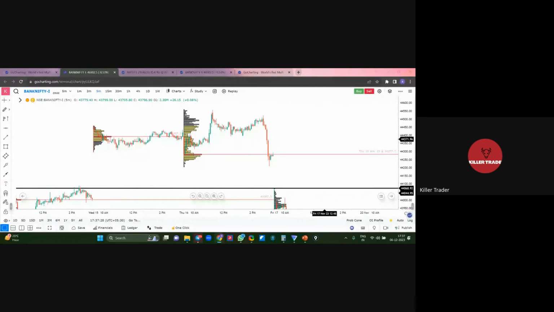Difference between volume and market profile. Volume profile primarily focuses on volume and price. Market profile focuses on time and price. I personally prefer using volume profile wherever volume is available.